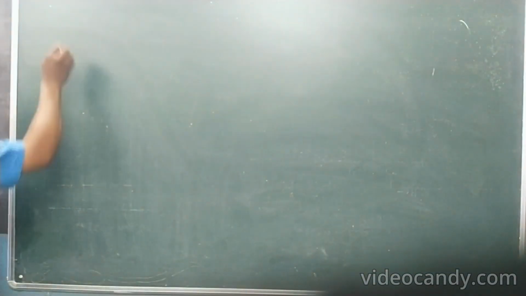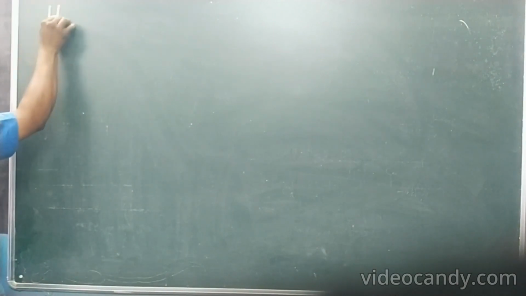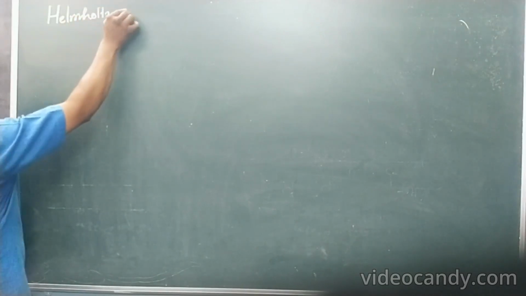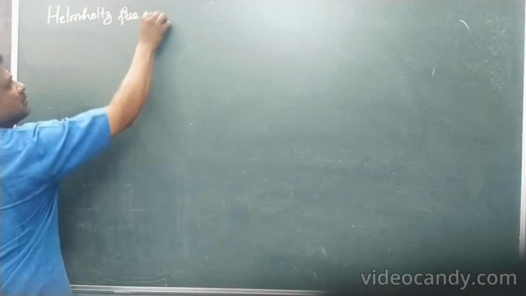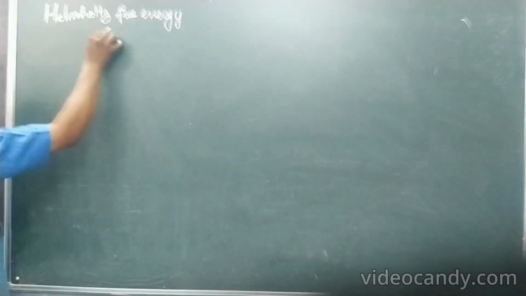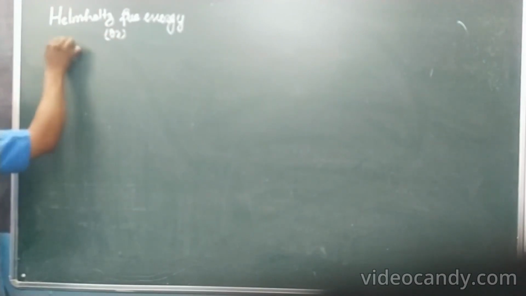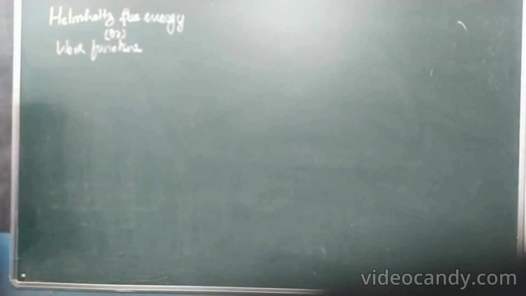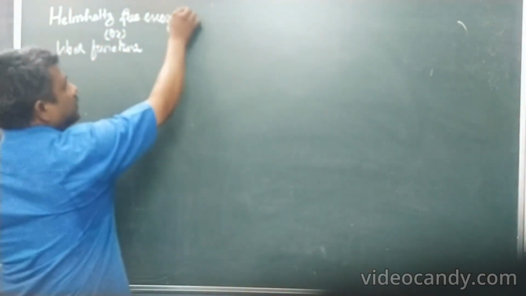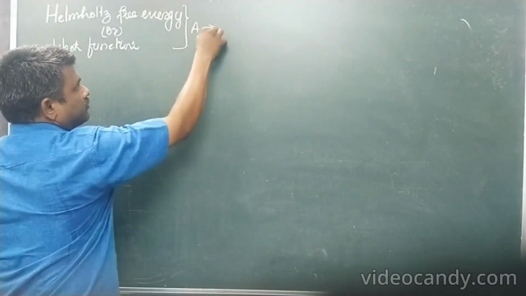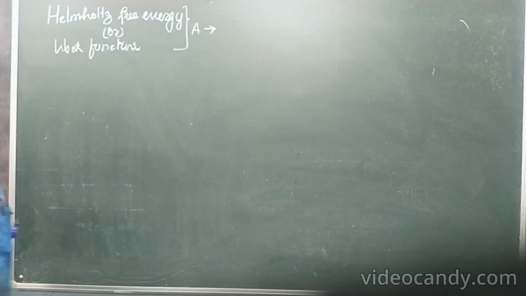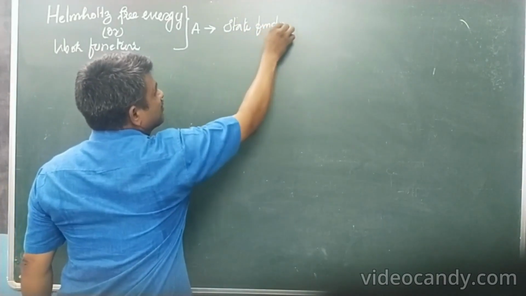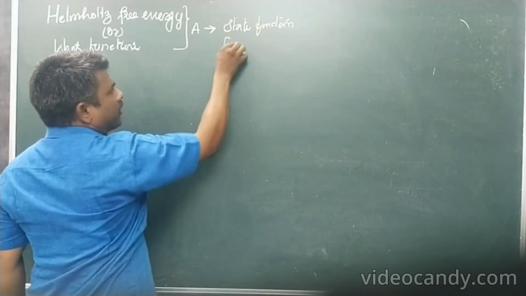Let us discuss the Helmholtz free energy, or it is also called the work function. The notation for Helmholtz free energy is A. Helmholtz free energy is a state function. Also, it is an extensive property.